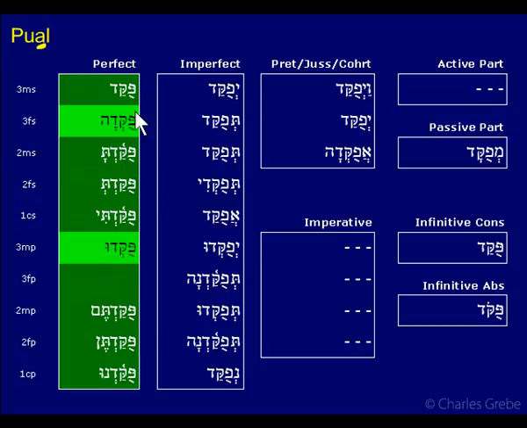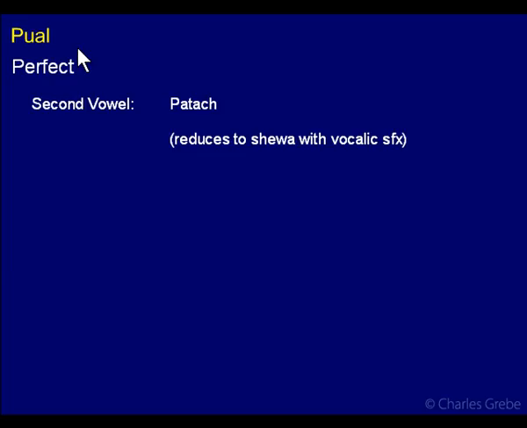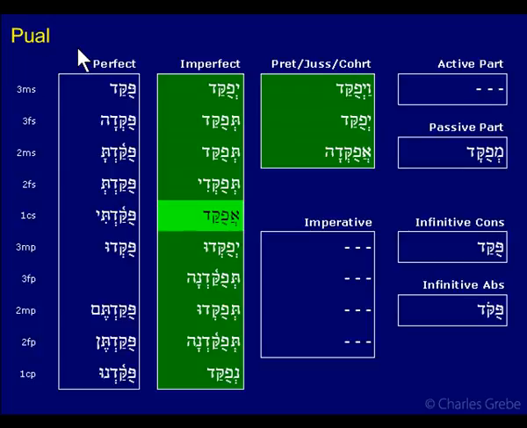Unlike the Piel, where you have the theme vowel tsere and then patach, with the Pual it carries all the way through, and all the way through here too. See? You've got one there and you've got one here. You don't have it here because it's reduced, vocalic ending, but you have it here. Okay, so that's your theme vowel. Theme vowel is a, Pual. Patach is your theme vowel.